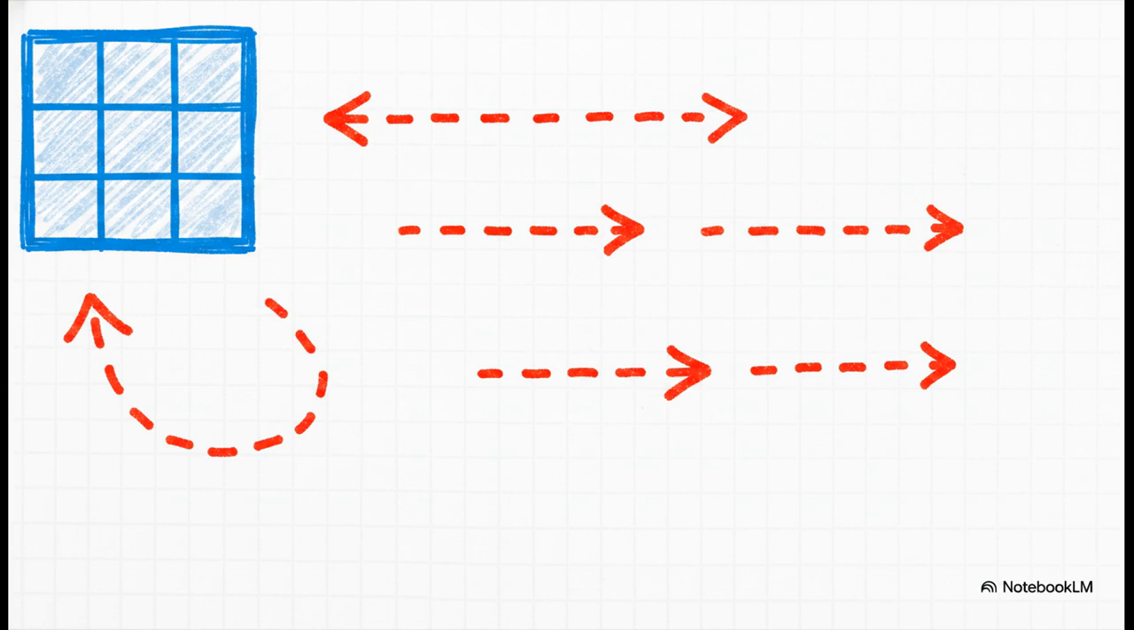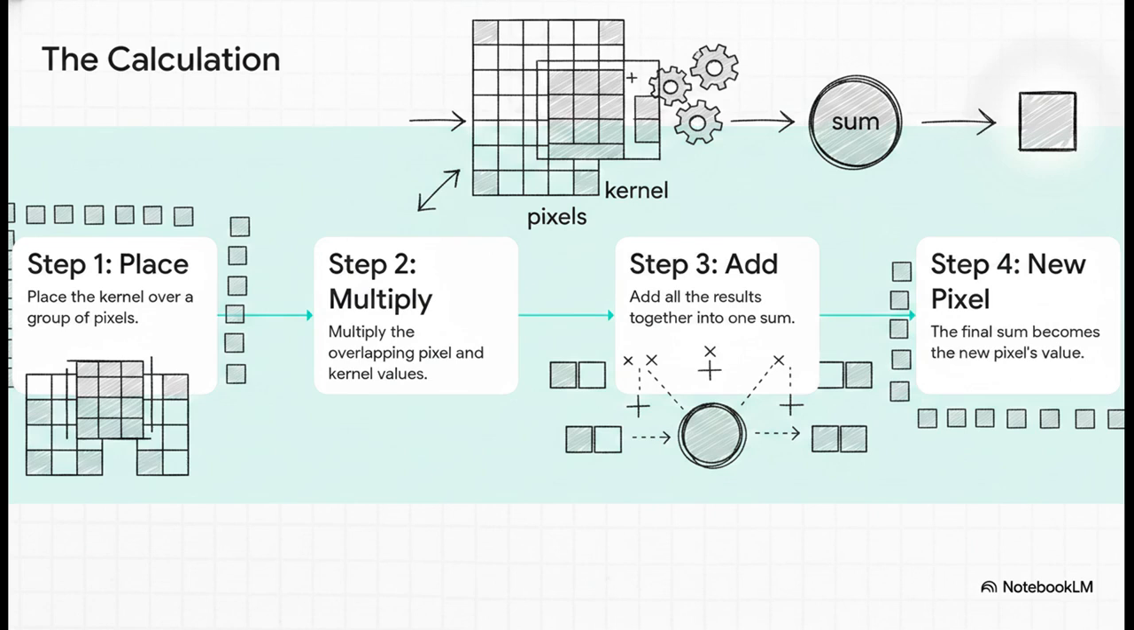The computer just takes this little kernel and slides it over the big image grid. It moves one pixel at a time, left to right, top to bottom, until it's visited every single part of the picture. And at every single stop along the way, it does a quick bit of math. It lays the kernel down, multiplies the numbers from the kernel with the pixel values underneath, adds all those products together, and boom. That final sum, that becomes the value for a single pixel in the brand new output image.